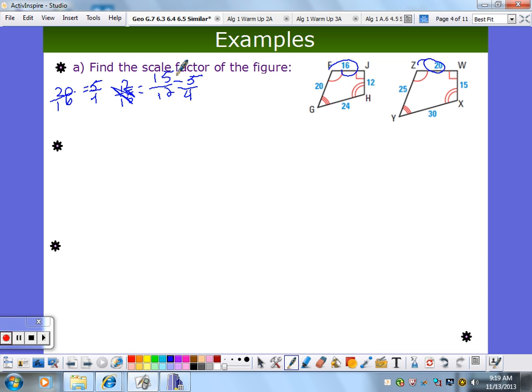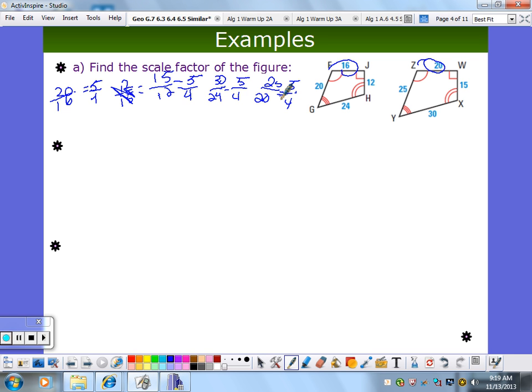Let's look at the bottom one, 30 to 24. Divide them by 6, right? 5 to 4. And then 25 to 20. Divide by 5. So are these similar? Yes. Now what's the scale factor?